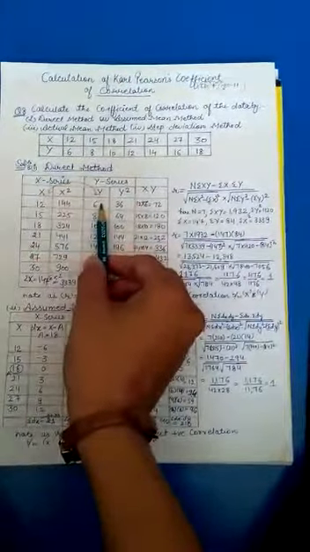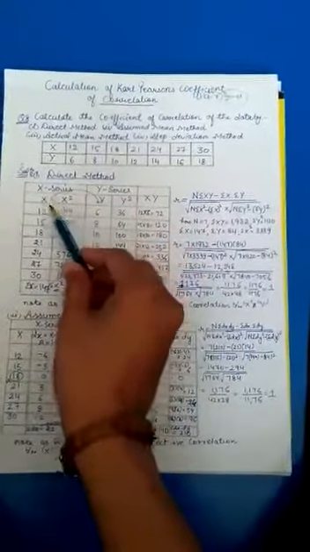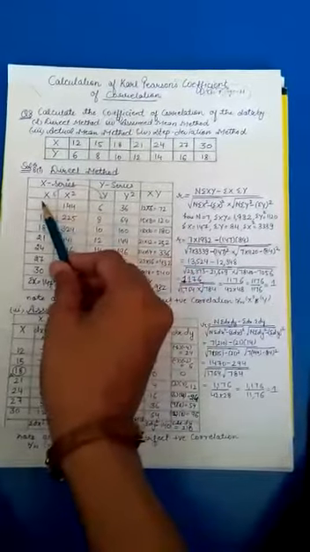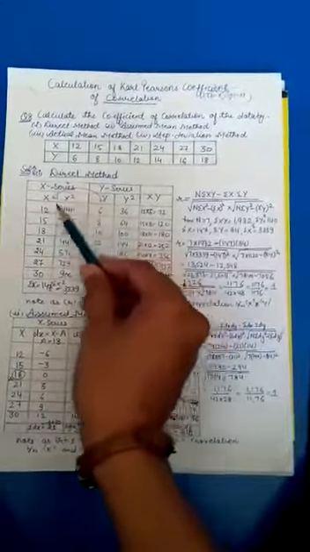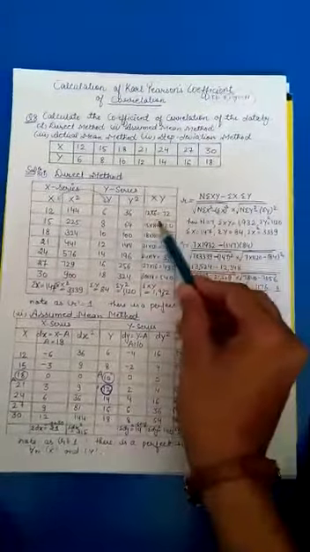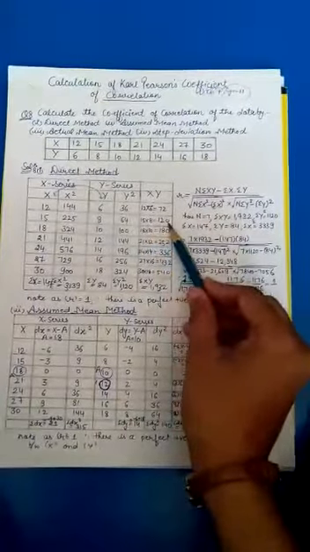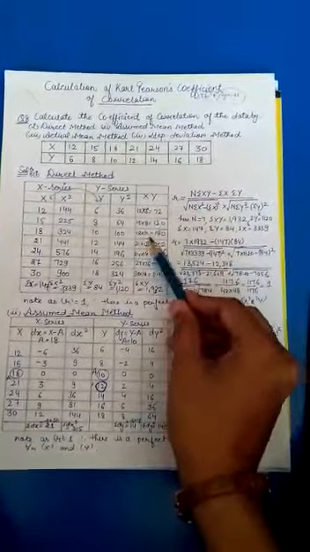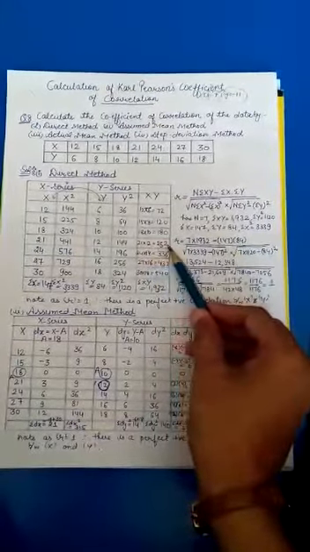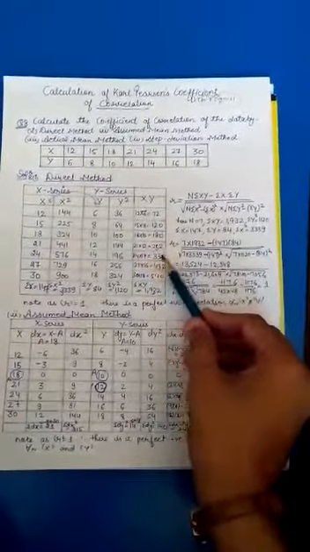In the last column you have to do the product of x and y, the first column and the third column values. The arrows you might be seeing, I have made on the first column and the third column. So you have to multiply the first and the third one. The value in the first one is 12 and in the third one is 6, so 12 into 6 is 72. Next it is 15 into 8, that is 120. Then 18 into 10, that is 180. Then 21 into 12, that is 252. Then 24 into 14, that is 336.